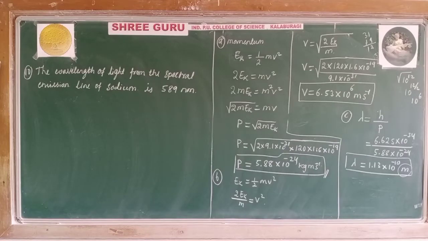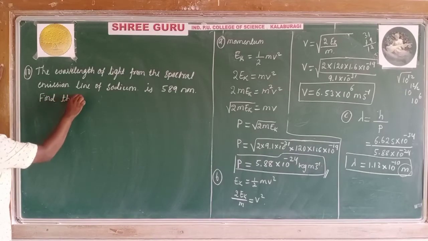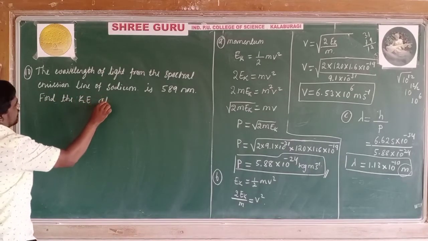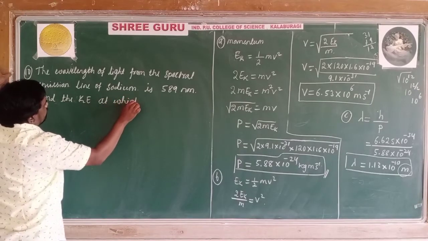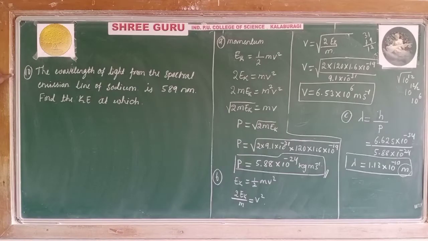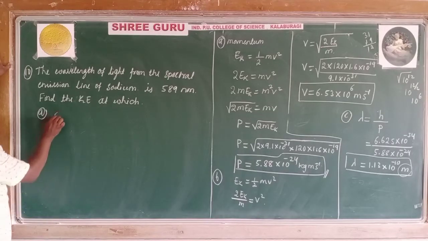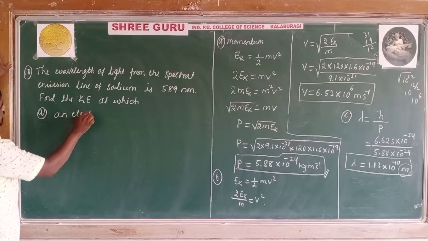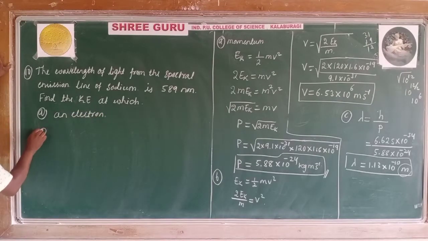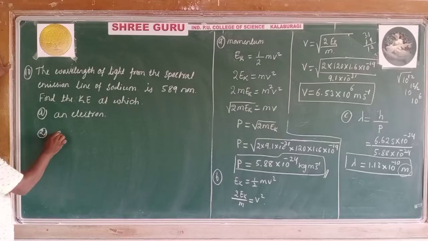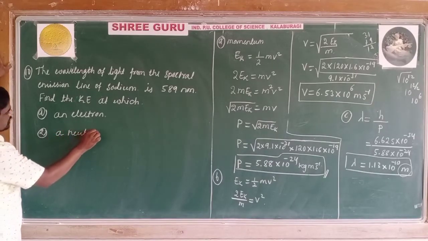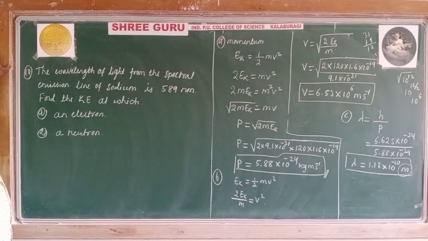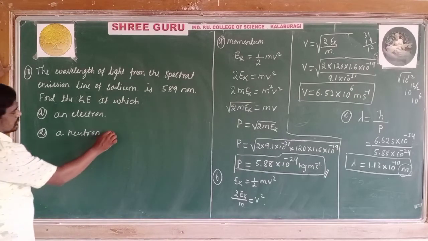They are asking in two ways. Find the kinetic energy at which, first, an electron, and second, a neutron would have the same de Broglie wavelength.